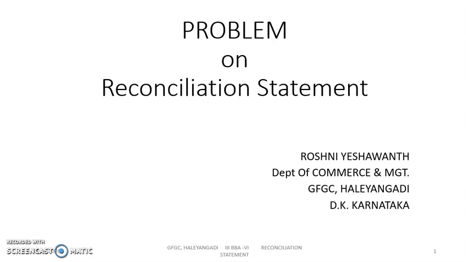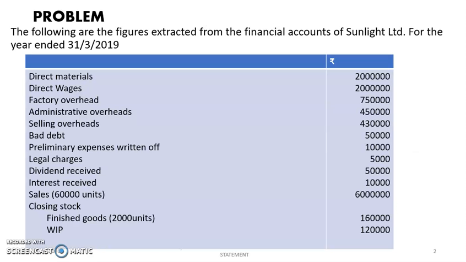Hello students, after knowing the theoretical aspects of reconciliation, now let us learn the problems on reconciliation. Now here is a question which gives you the information of Sunlight Limited and the details are given regarding the material, wages, factory overheads, administrative overheads, selling overheads, bad debts, preliminary expenses and so on. Okay, and then we have the sales where units are given, finished stock where units are given, closing stock of finished stock, goods and work in progress.